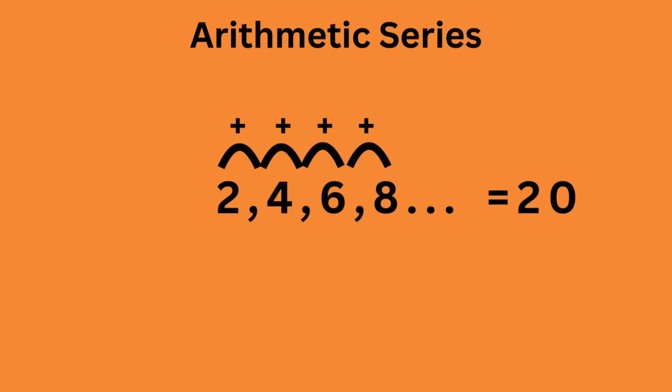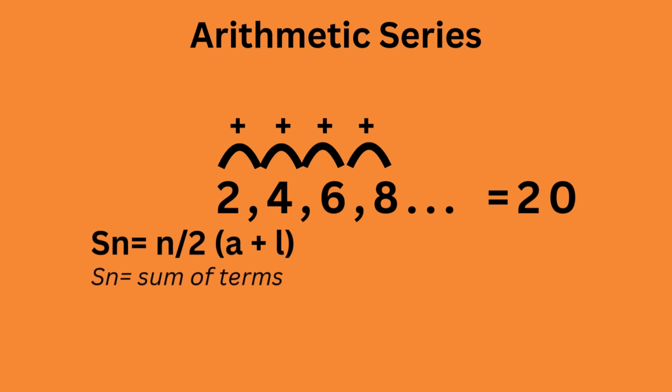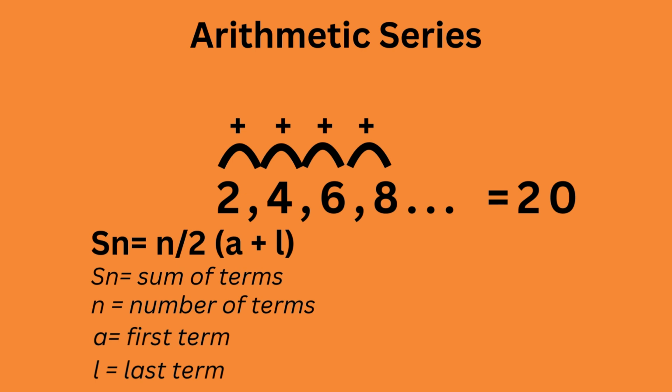There is a shortcut to find the sum of an arithmetic series using this formula. S = n/2 times (first term + last term), where S is the sum, n is the number of terms, the first term is the starting number, and the last term is the final number in the sequence.